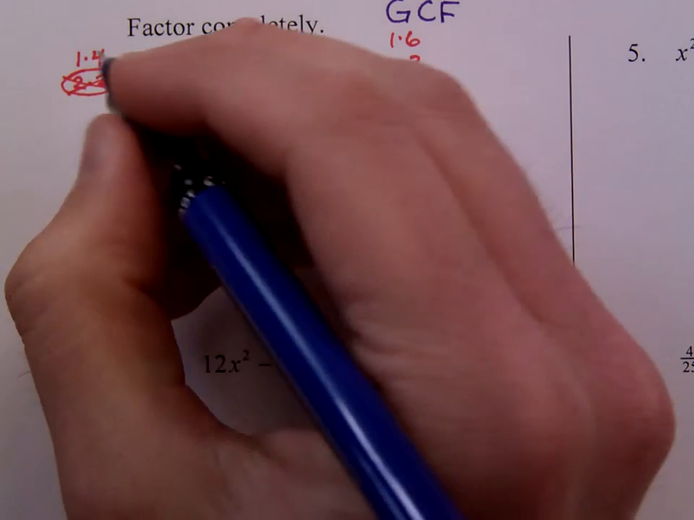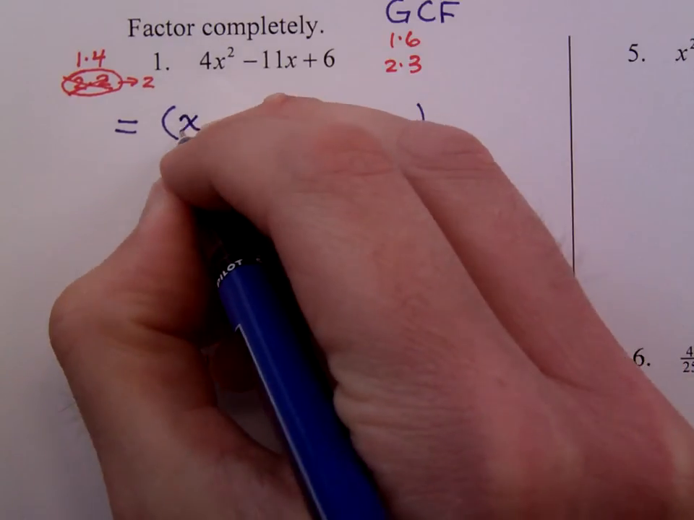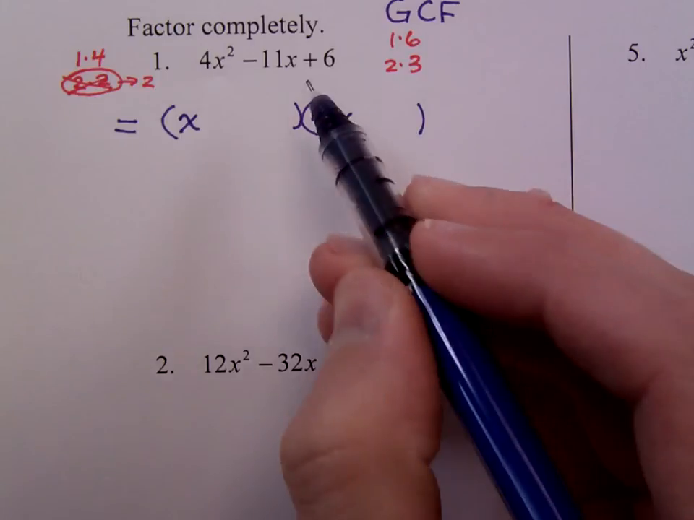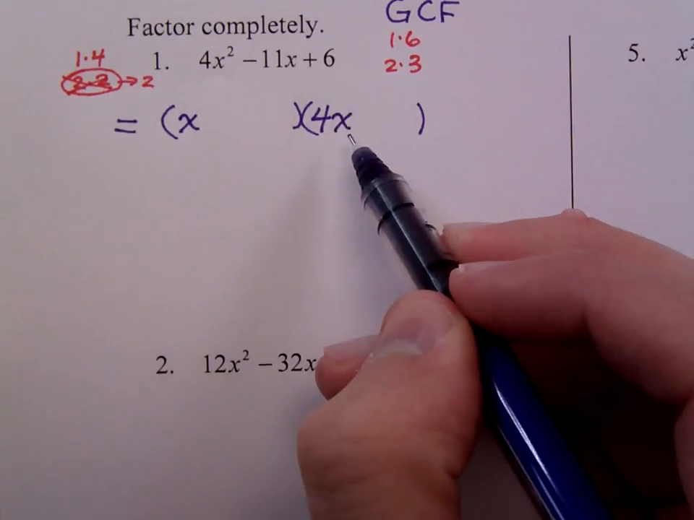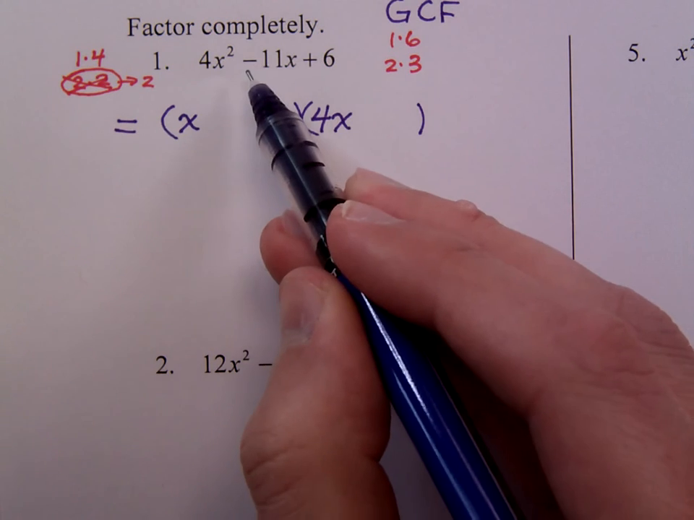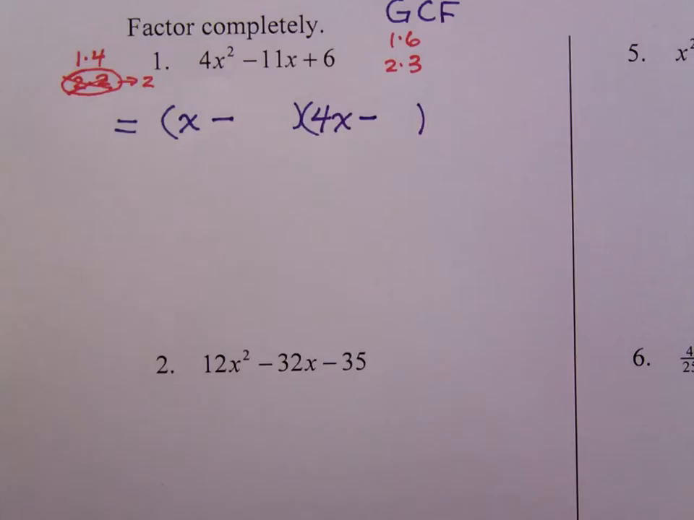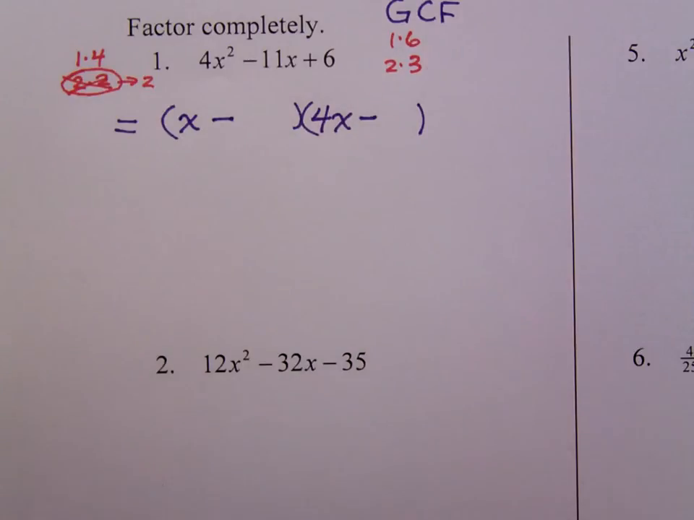So that means I'm forced to use 1 and 4 as a means of breaking down the 4x squared. I will use x and 4x. Now notice this guy here is positive, so we know that the signs here must be the same. Since I need to end up with a negative 11, I know that I must use 2 negatives. Now, in the previous video, I mentioned using the smaller factors first. You don't have to, but it's always a good idea to try those. Plus, smaller numbers means smaller numbers, right?